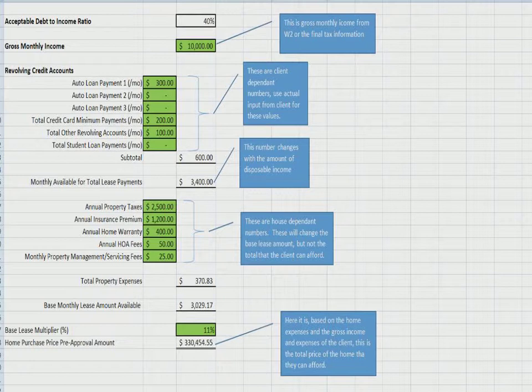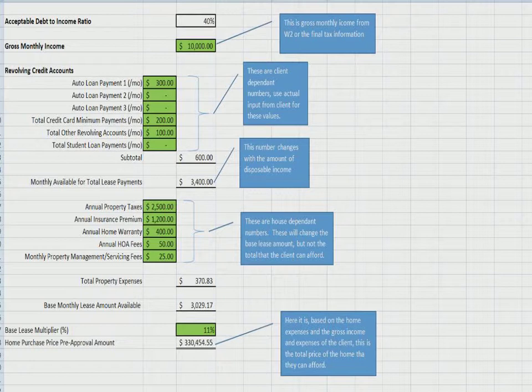We then subtract that from his income. Now we're taking the 40% of the 10,000. So 40% of that is obviously 4,000. You take the 600 off of that, and you end up with 3,400 available for the house.